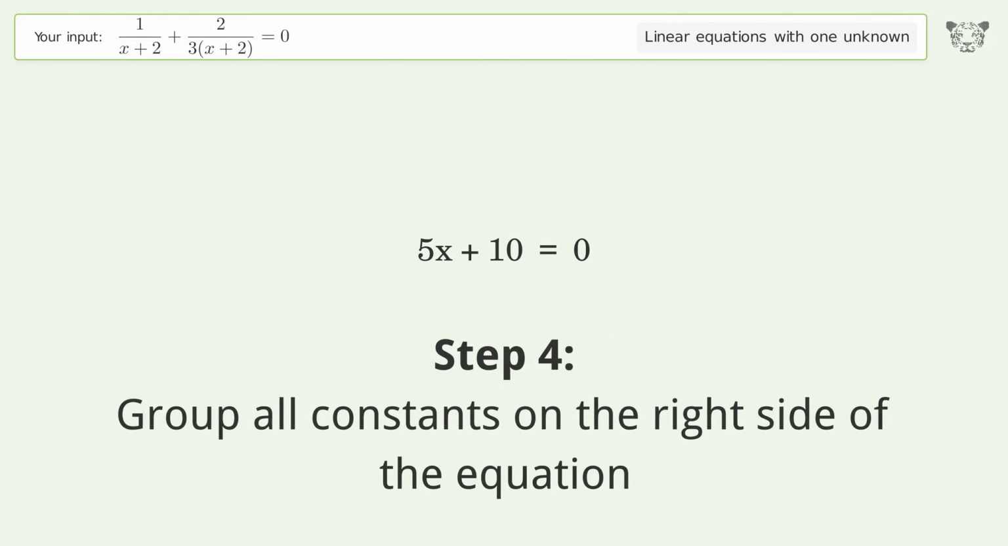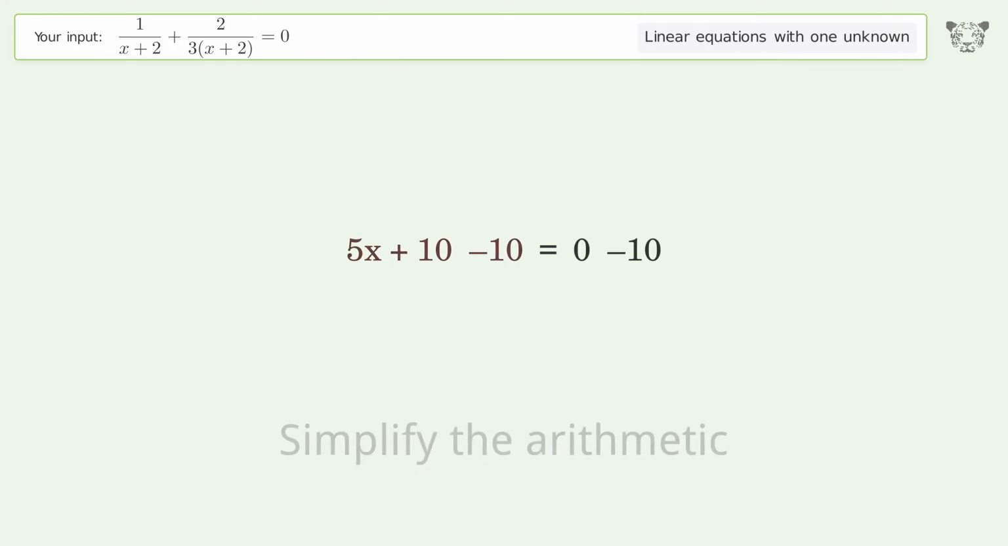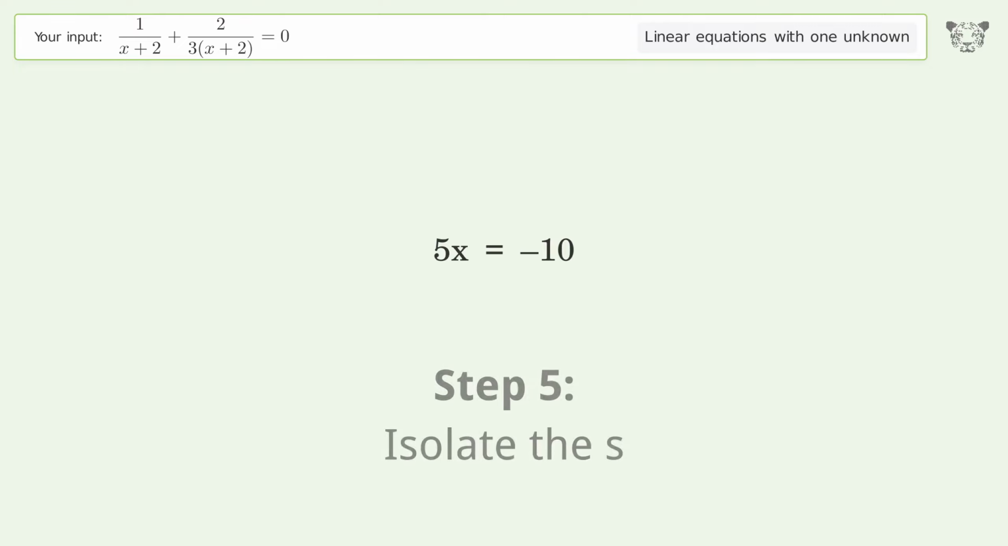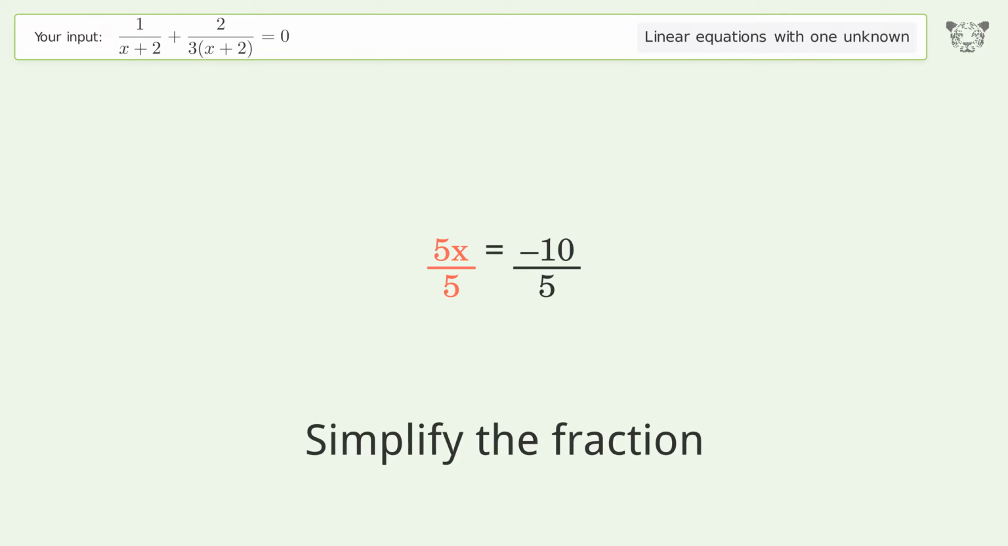Group all constants on the right side of the equation. Subtract 10 from both sides. Simplify the arithmetic. Isolate the x. Divide both sides by 5. Simplify the fraction.